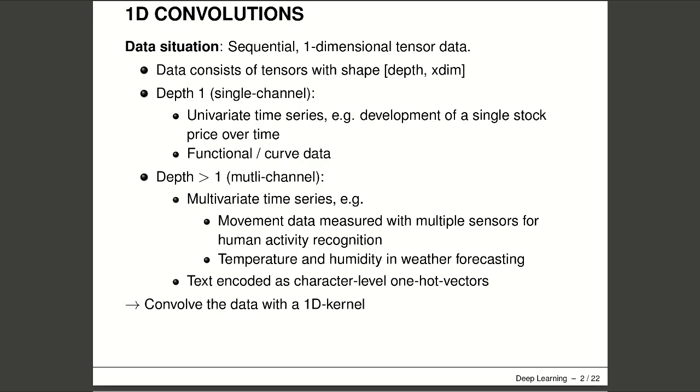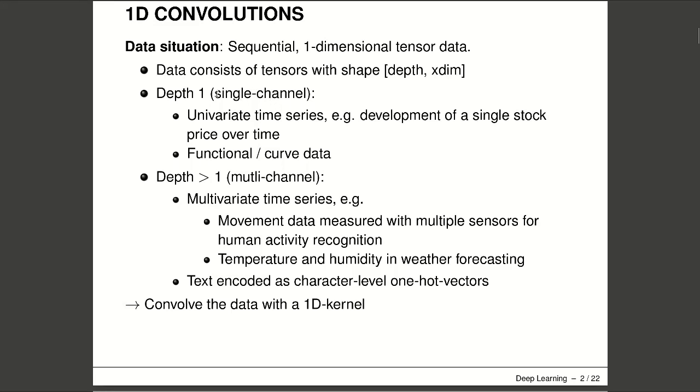Another domain that benefits from 1D convolution is time series modeling and time series analysis. As before, we have a single spatial dimension on our input data, for example time, and we want to pick up a pattern over a period of time. We can also call this type of data sequential because it can be viewed as a sequence of values, and the spatial dimension we often call the temporal dimension. Here, the data consists of a tensor with the shape of depth and another dimension. The depth can be equal to 1 or bigger than 1.